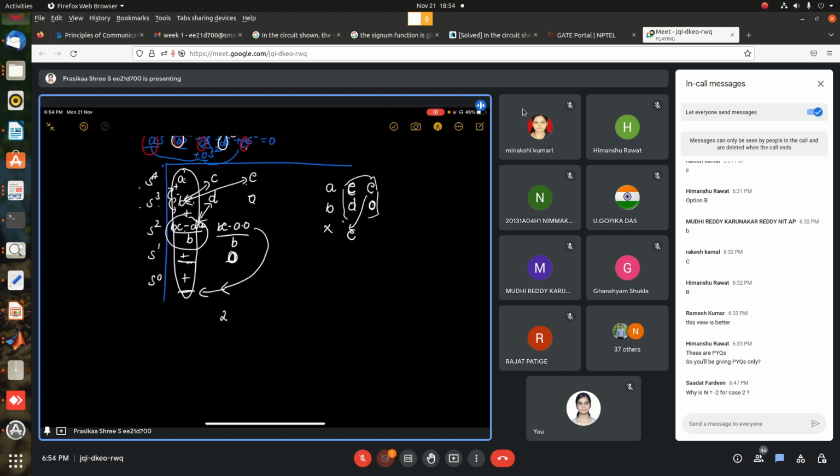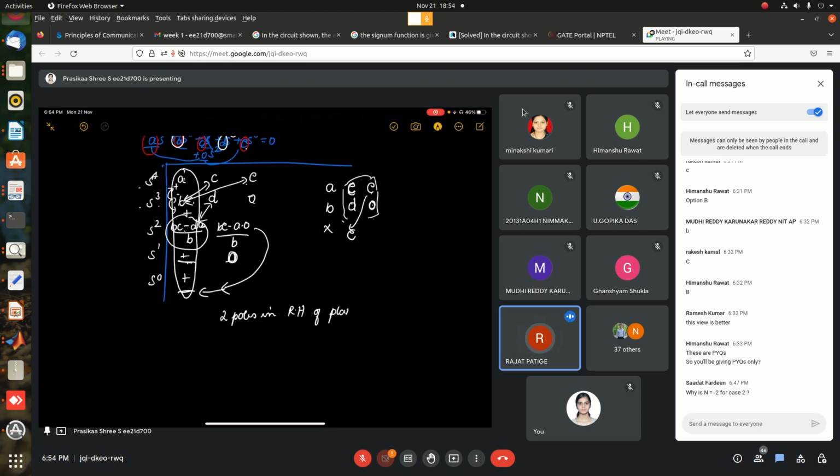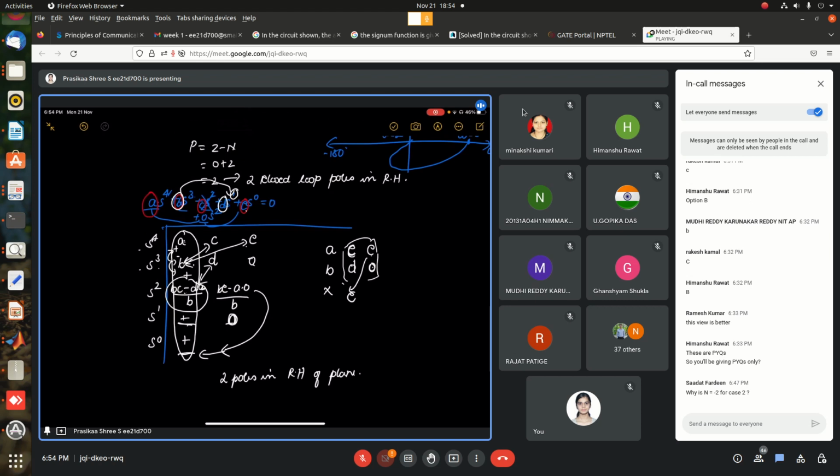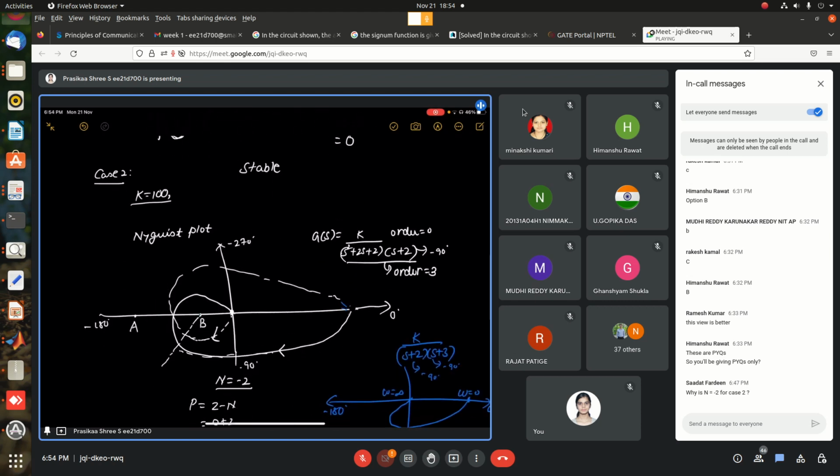So there are two poles in the right half of the S-plane. Sure, thank you. Understood completely. Thank you. Okay. So Sadak, coming back to your doubt: n is equal to -2. Why is n equal to -2?